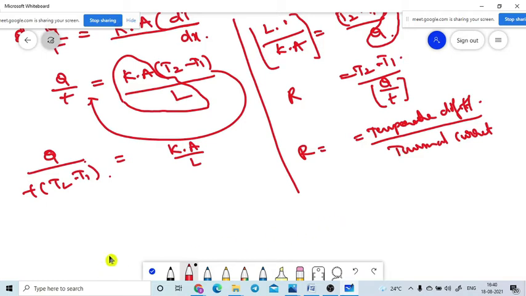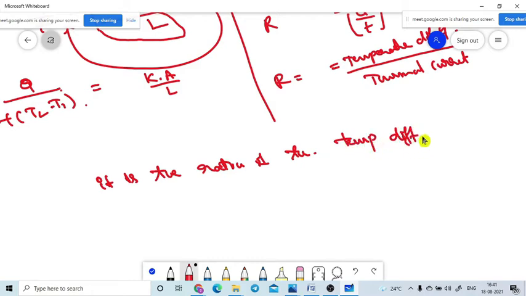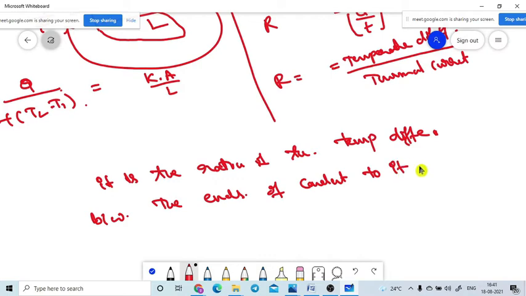Can I take the definition like this? It is the ratio of the temperature difference between the ends of the conductor to its thermal current. Is the definition correct? Yes, sir. So that is the definition.